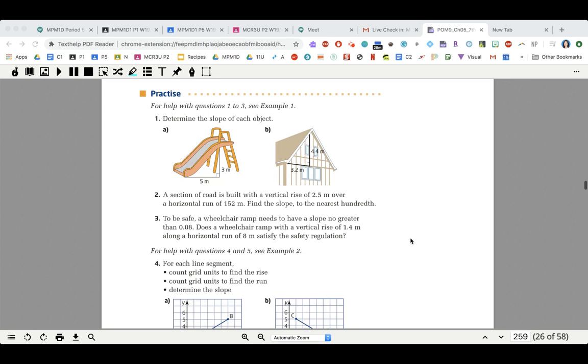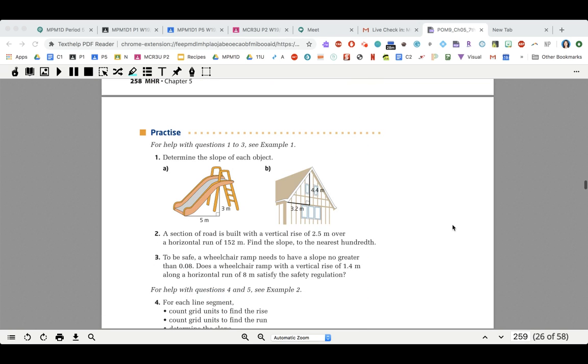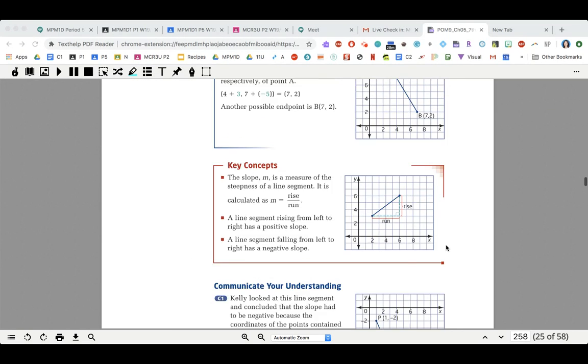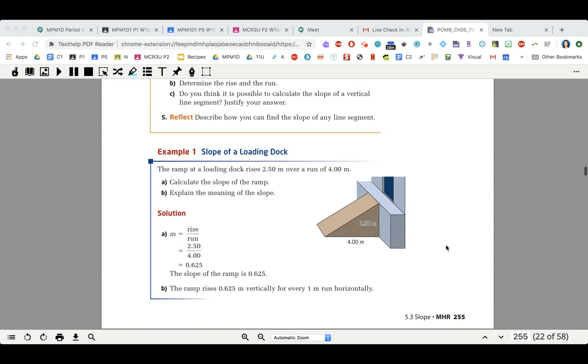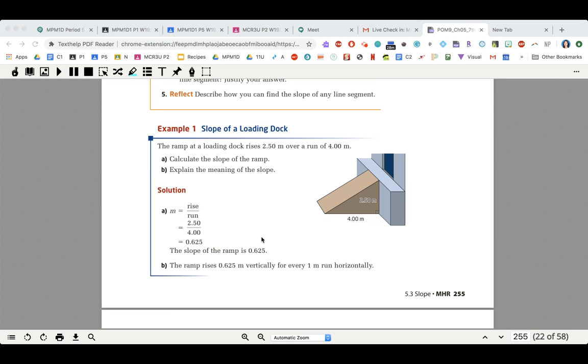Okay, so for page 259, question 1, it says to determine the slope of each object. And it says for help with these questions, look at example 1. So for example 1, you calculate the slope by recognizing that the slope formula is rise over run. 2.50 is the rise, 4.00 is the run. So 2.50 divided by 4 is equal to 0.625. So the slope is always rise over run.